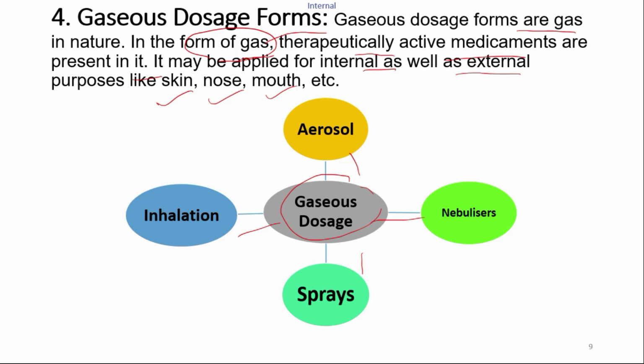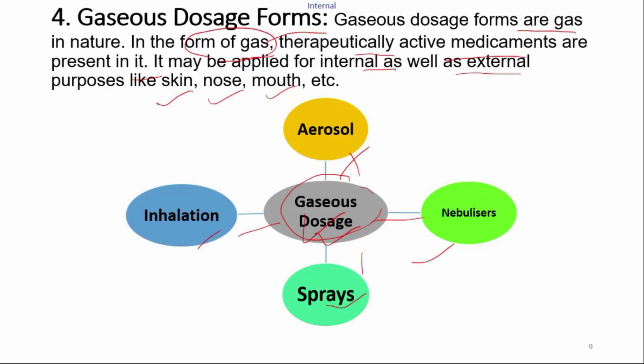I will give you a common example, like the deodorant which we use. The main part which is present in that deodorant is present in the form of gas. So therefore it is an example of gaseous dosage forms. Similarly, a few medicines are present in gaseous dosage forms, and they are taken as a spray, nebulizer, aerosol and inhalation. So this is all about the dosage forms and their different types.